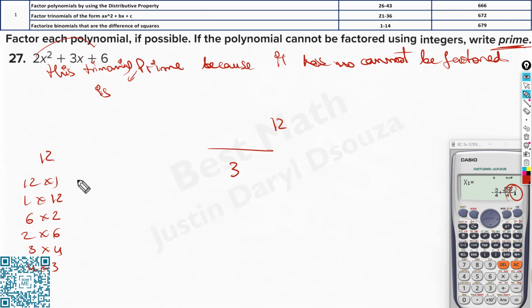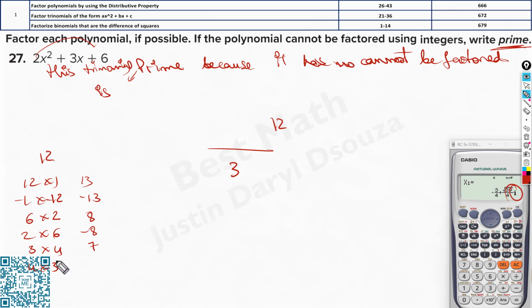Okay, let's add them: 12 plus 1 is 13. Let me even try negative and negative. It'll be negative 13. If 1 is negative, it won't work, because this is positive, so both should be minus, giving minus 13. Here, when you add it up, it'll be 8. If it's both negative, it'll be minus 8.